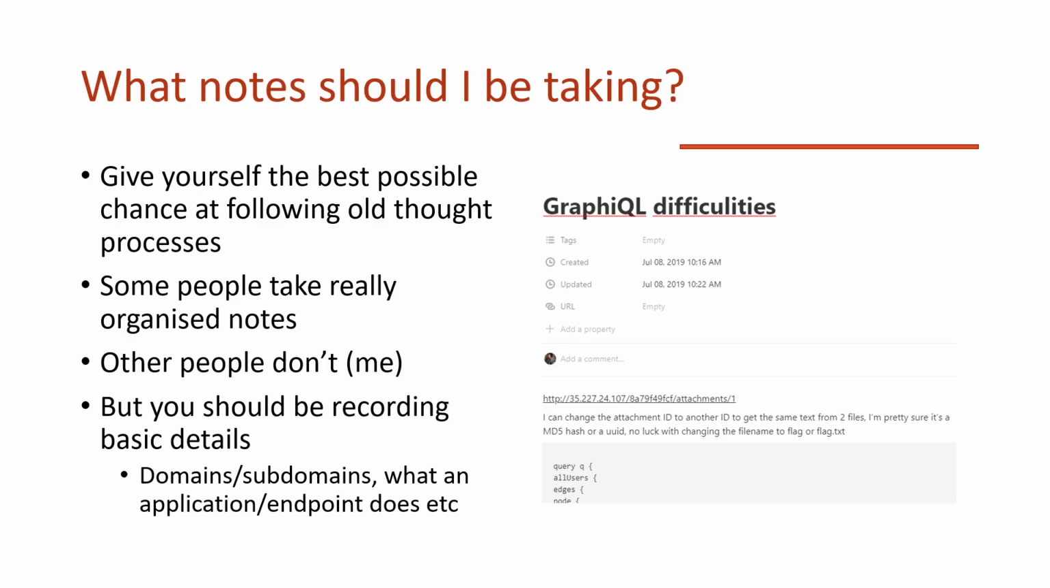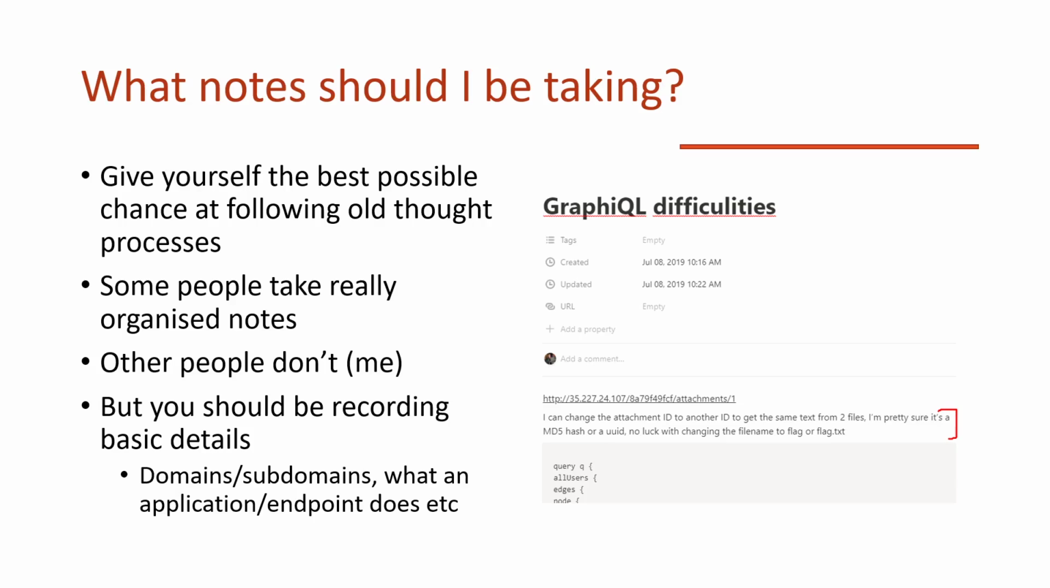And sometimes you might stop on a target because you're frustrated and try something else, but you eventually want to go back and look at a target again. So you really need to get the best possible chance at following an old thought process. Some people take really organised notes. Some people have beautiful notes, and I've used them as an example, but other people don't, and that's me. So this was when I was doing a CTF.